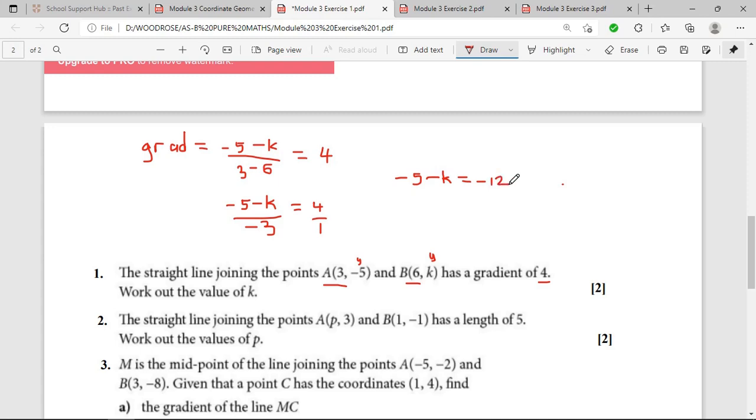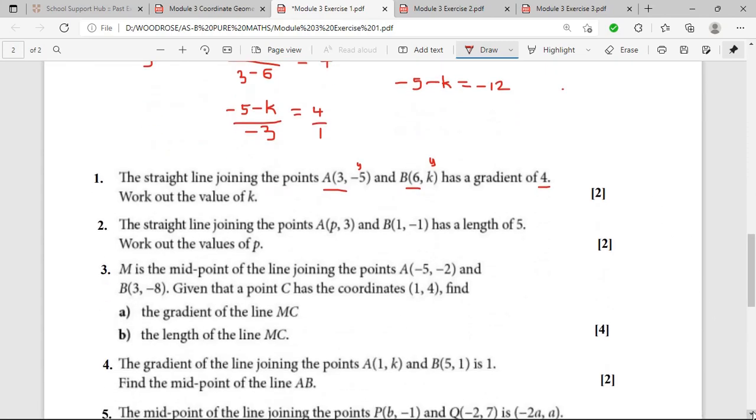I think in this case, you are now able to find k. I have just guided you on how to find it. The gradient between A and B is 4. So this is the process where we find the gradient between 2 points: change in y, minus 5 minus k, over change in x, 3 minus 6. Then we equate to 4, then you cross multiply like this. So I hope you can now complete the value of k.